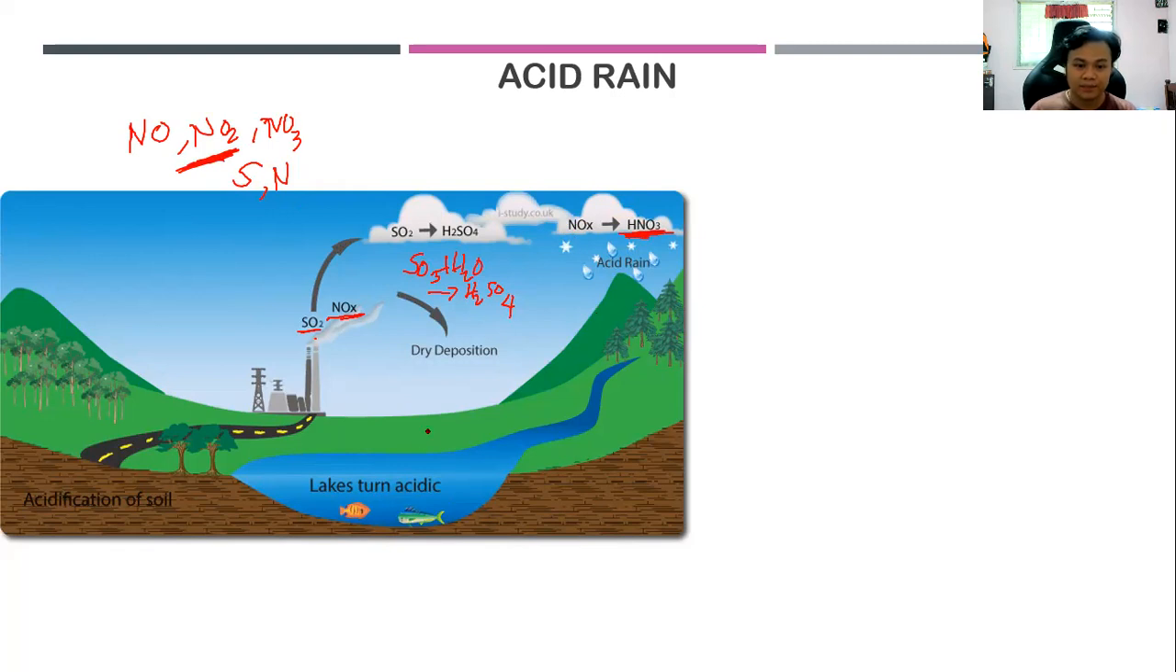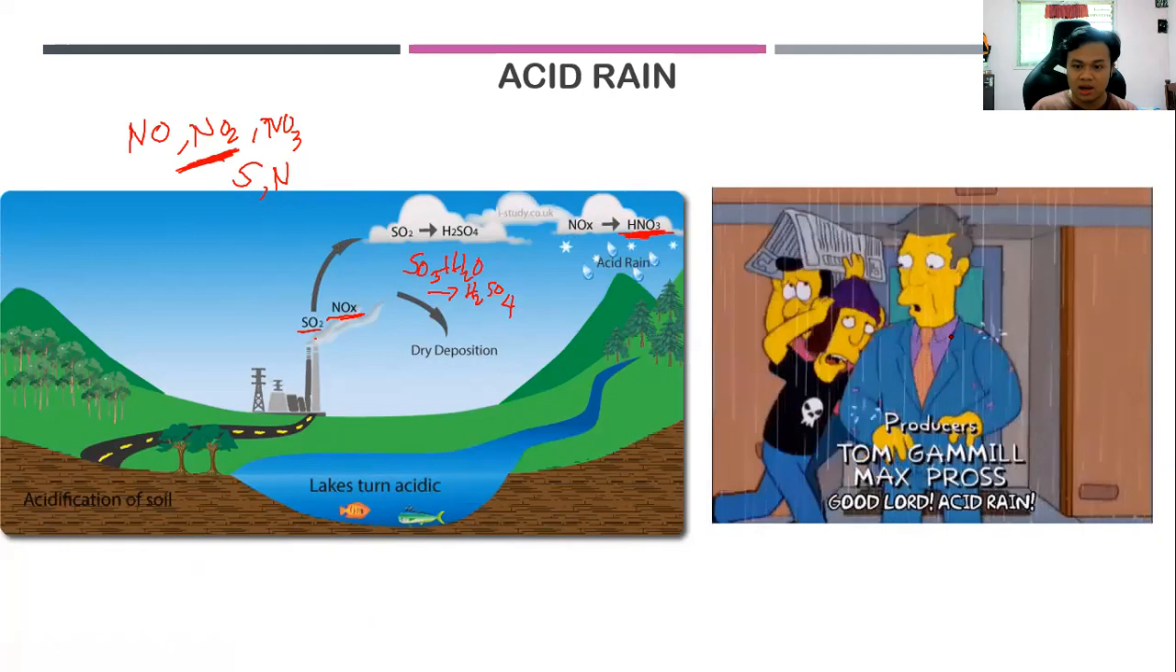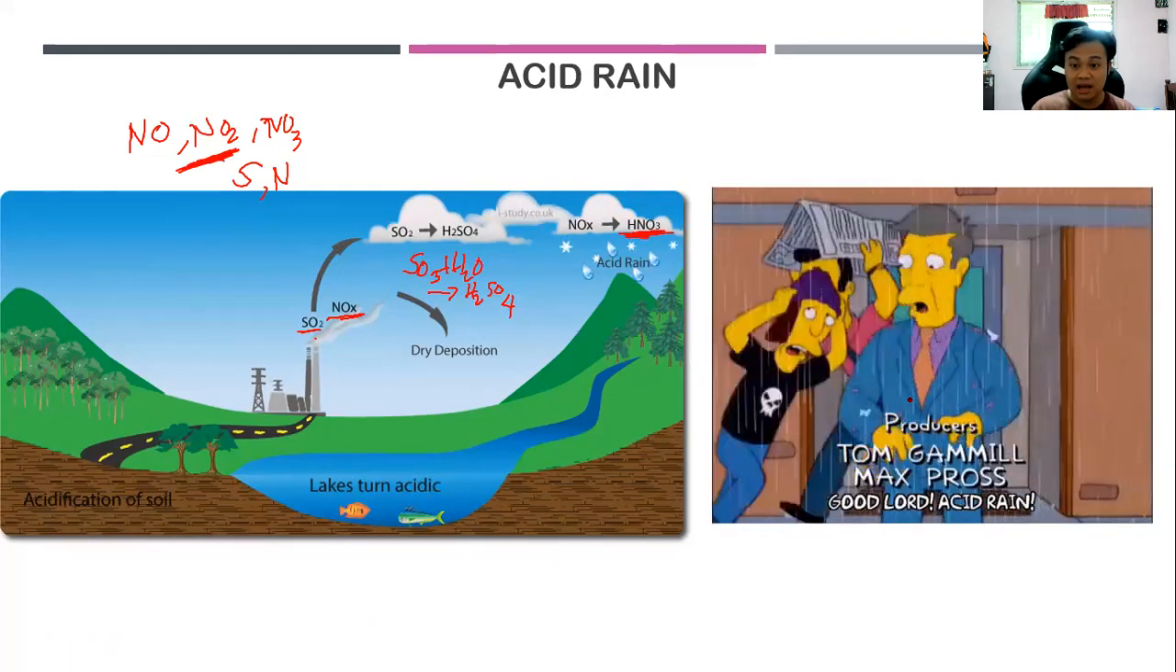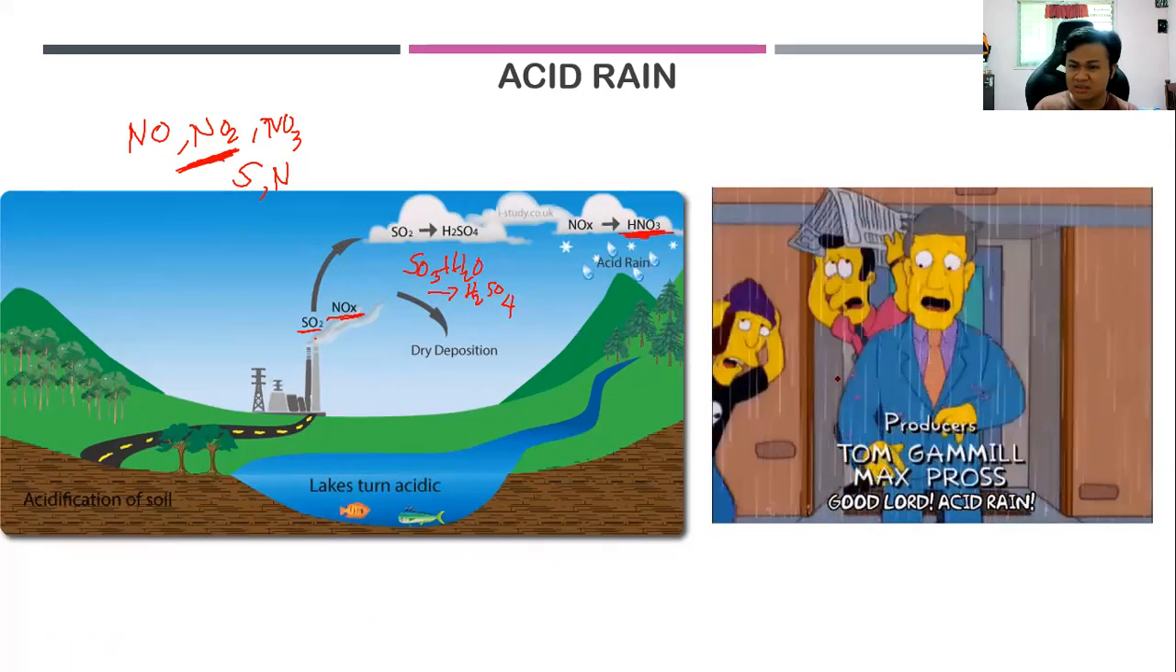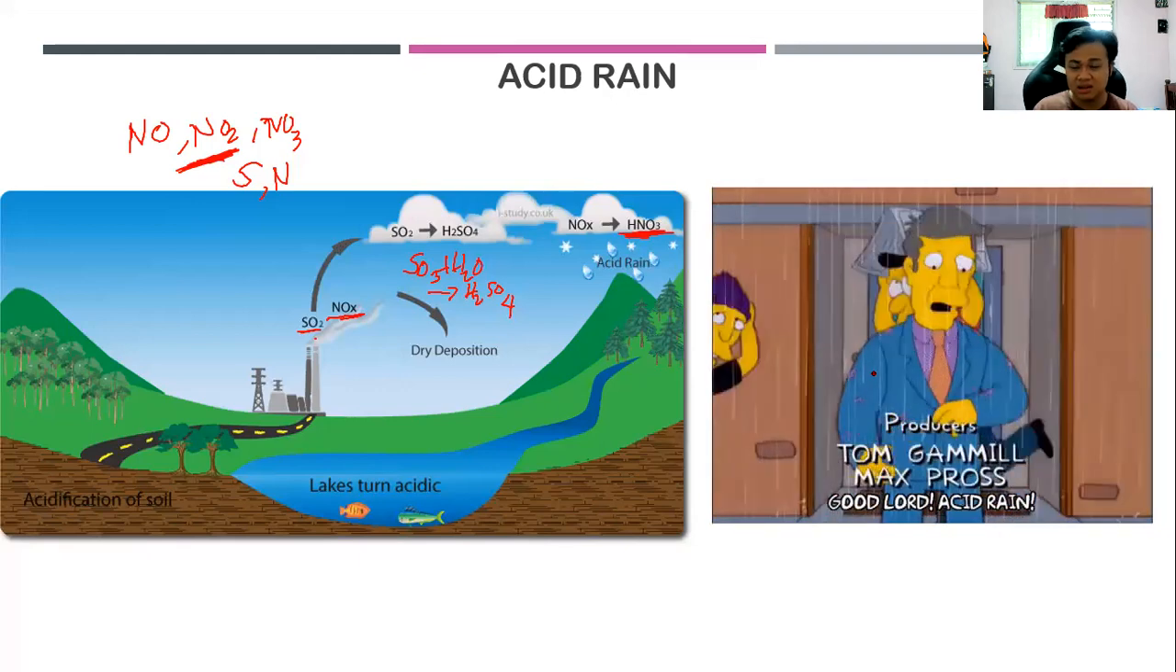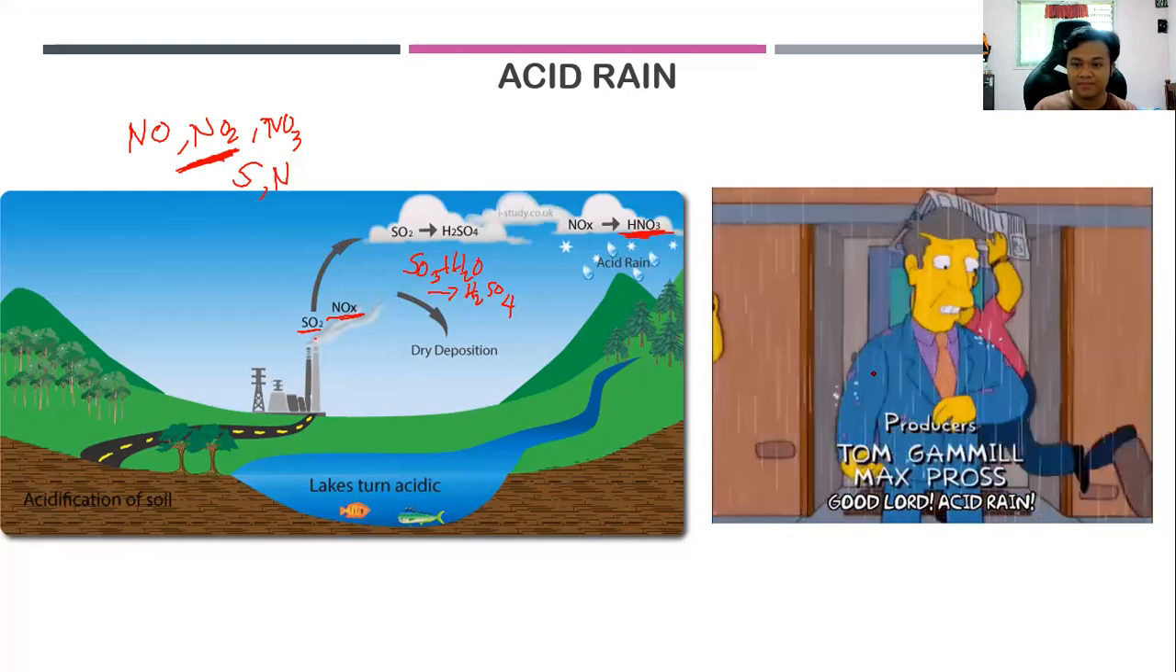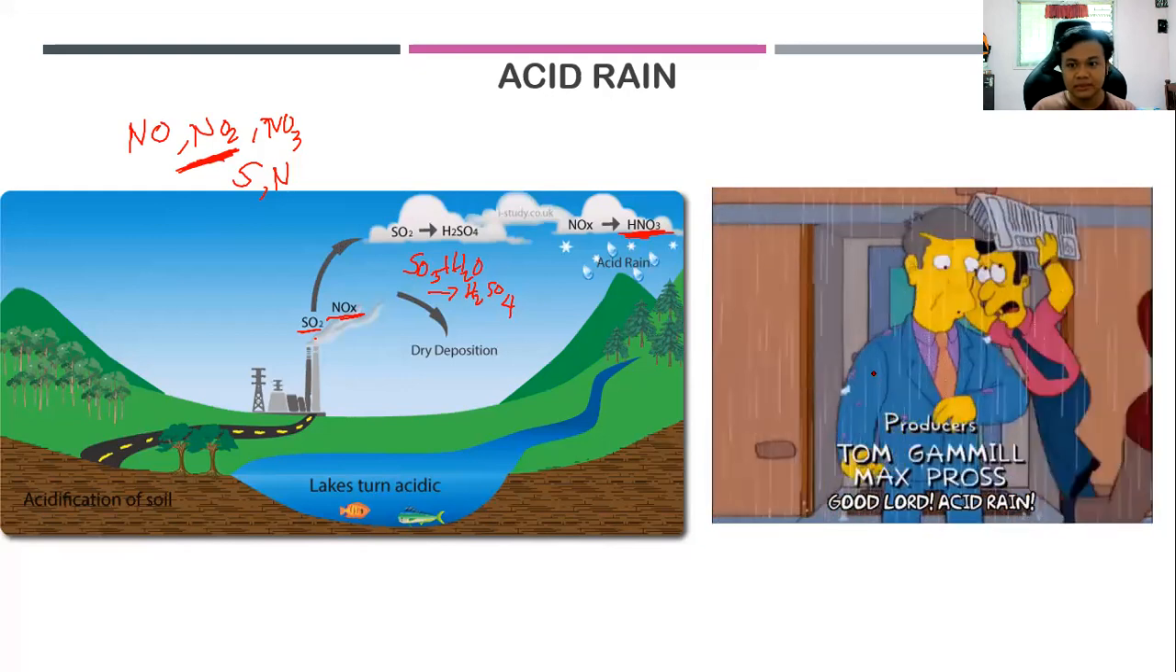So what are the consequences? The lakes turn acidic, and the cement, the metal, the tin roofing, the house, if it is not really protected, will corrode.